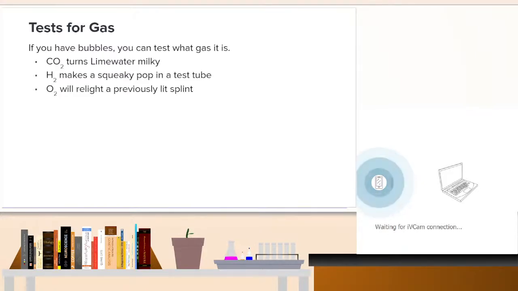The last one, which you may need to know, but is our least common, is that oxygen gas will relight a splint that's been previously lit. A splint is just like a stick of wood. If you imagine you got a little stick, you lit it on fire, blew it out, you had that kind of ember on the end, put it in the presence of O2 gas, and it will relight. And you know exactly why that is, because that's how fires work.